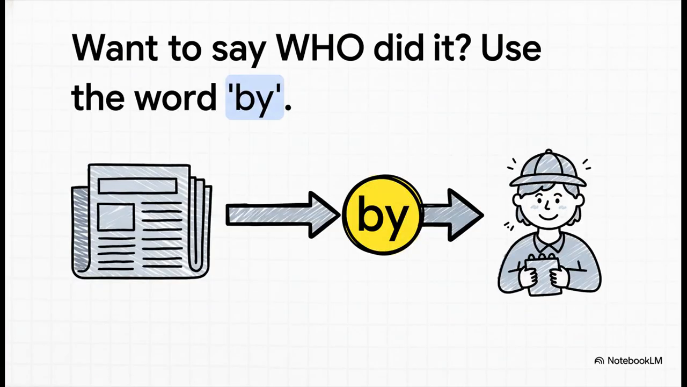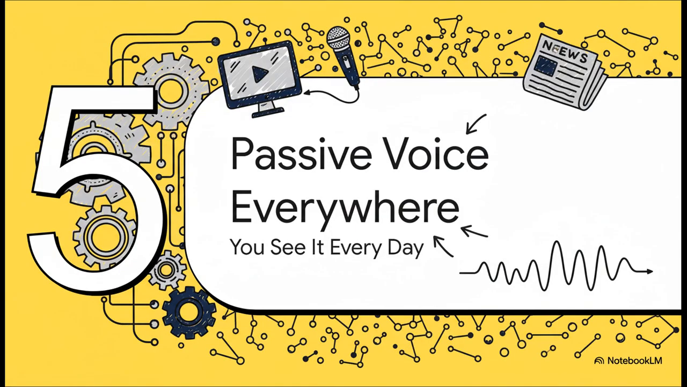But wait a minute, what if you do want to mention who did the action? Maybe it's actually important information. No problem. It's super easy. You just add one little word, by. For instance, you could say, the problem was discovered by a security team. See? Simple.